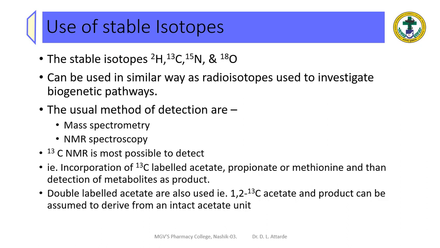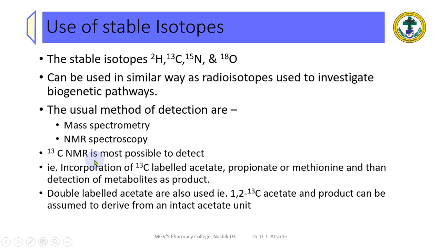So that is the use of tracer isotopes, your radioactive tracer isotopes. In a similar manner, stable isotopes can be used by the same methods, and detection can be done with mass spectrometry and NMR spectrometry. In NMR spectroscopy, mainly carbon 13 is most possible to detect, because if you are labeling acetates, acetate is the most presumed precursor for most of the pathways, and it is labeled with carbon 13. Sometimes propionate can be labeled, methionine can be labeled. Then detection of the metabolite is done with NMR.